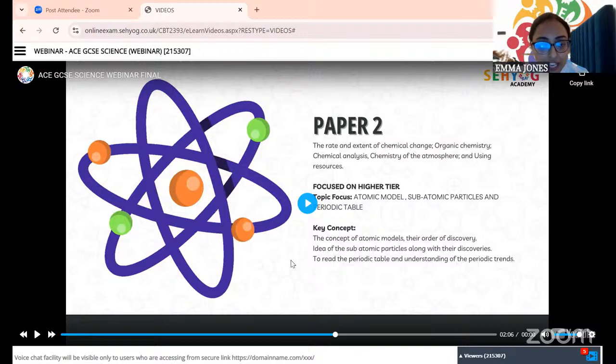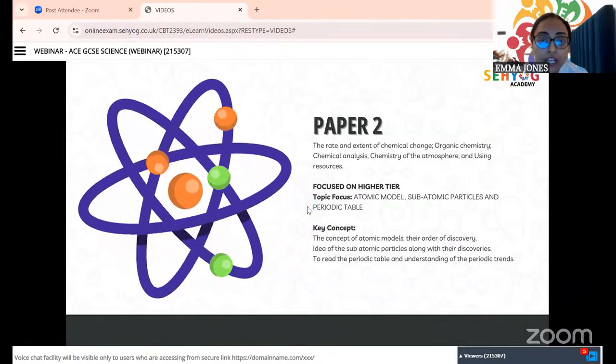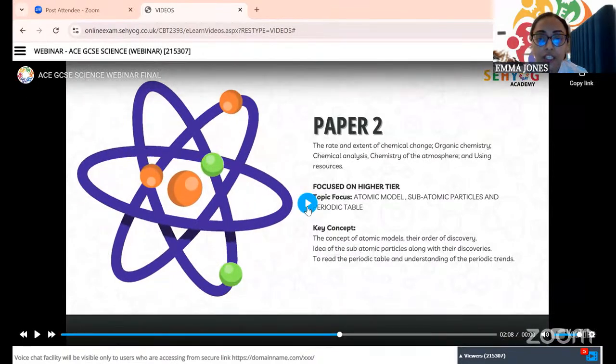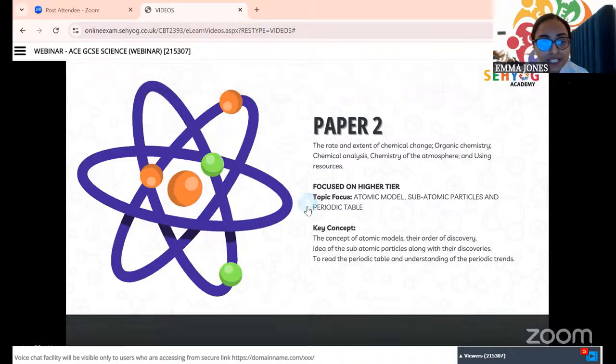Right. So today, I will be discussing a few questions asked in previous year AQA papers. The topics I am going to cover are atomic model, subatomic particles, and periodic table. For that, the key concepts required are atomic models, their order of discovery, the idea of subatomic particles along with their discoveries, and the importance of reading the periodic table and understanding the periodic trends. Next slide, please.